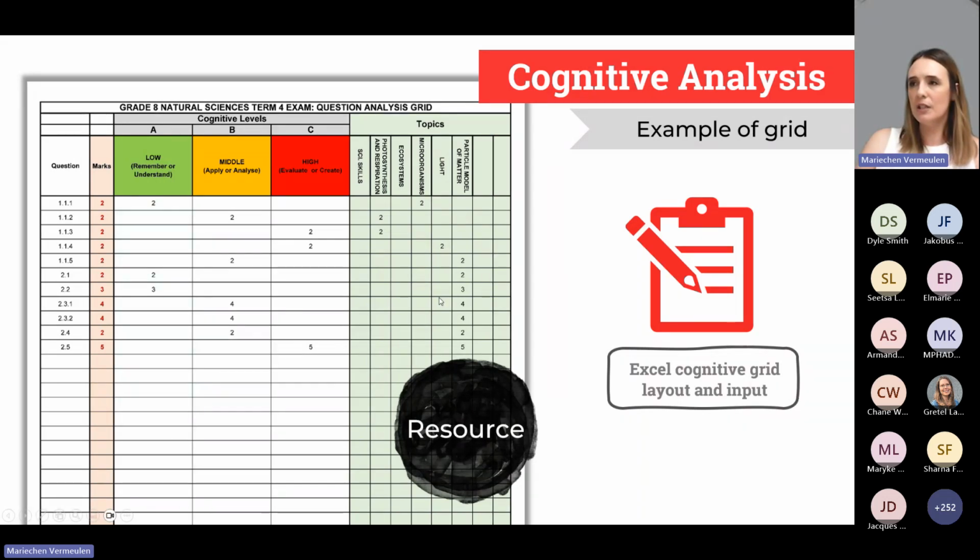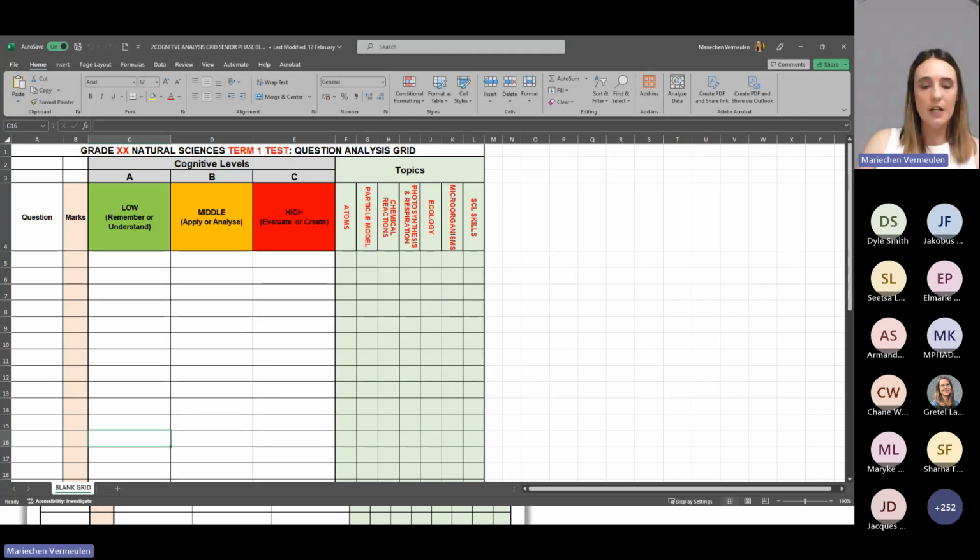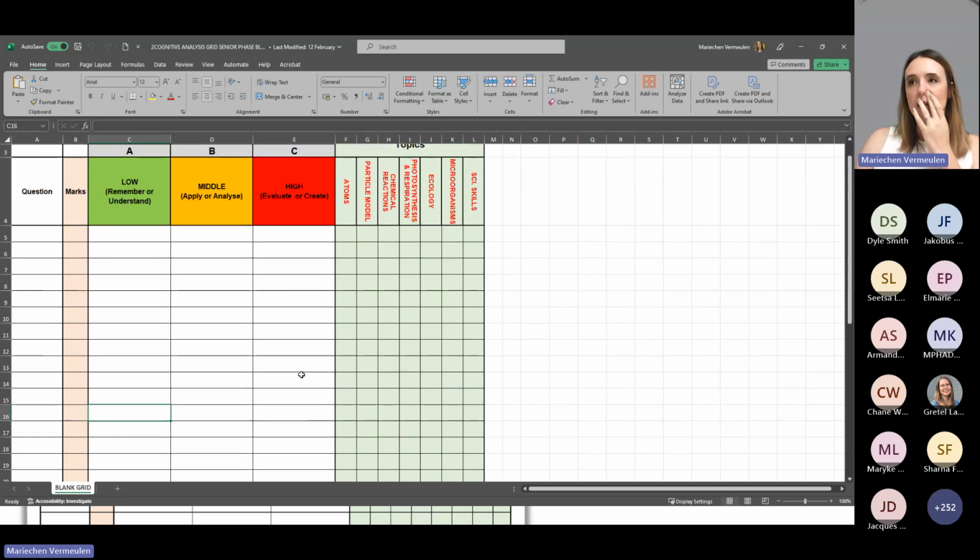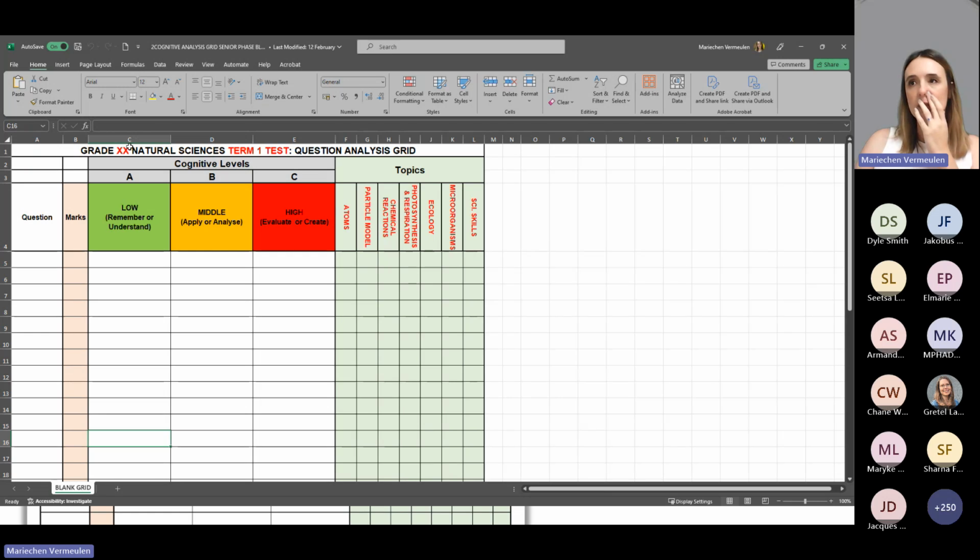I just want to see if I can access my Excel. Here we go. You should be seeing my Excel spreadsheet. This is what you'll get, and we have it in Afrikaans and English. Typically, you would have your grade filled in here, whatever term, test, or exam is involved. Then you have a column for question numbers, so 1.1, 1.2, etc., how many marks each question counts, and here is where you're going to classify the marks into low, middle, or high. Then you typically have a topic column as well, so it's in red for you to change it.